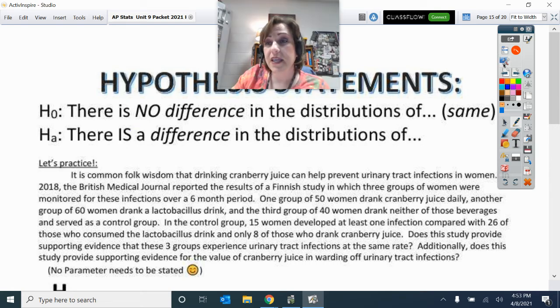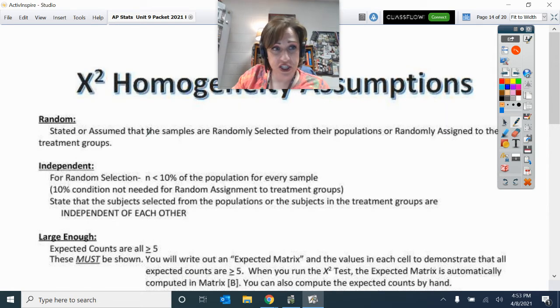Okay, so then if we were talking our conditions, random: we stated and assumed that those samples are randomly selected from their populations, or they were randomly assigned to those treatments.